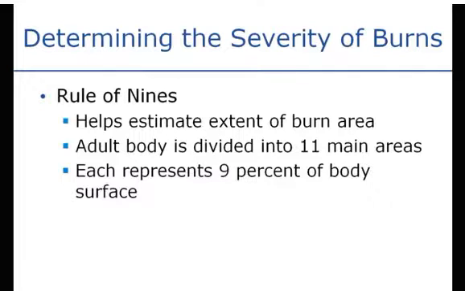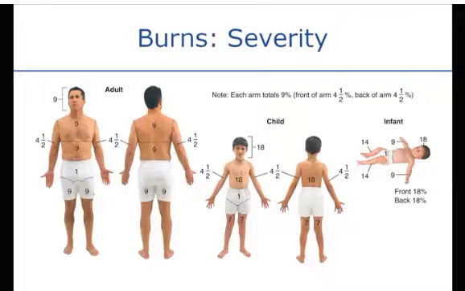We can use a rule of nines to help us estimate the extent of the burn area. The adult body is divided into 11 main areas, and each area represents 9% of the body surface area. So we see here the head is 9%, the front of the arm is 4.5%, the back of the arm is 4.5%, each arm then equals 9, the front of the abdomen is 9, the front of the chest is 9, the back is 9, the lower back is 9, and you can see the rule of nines.